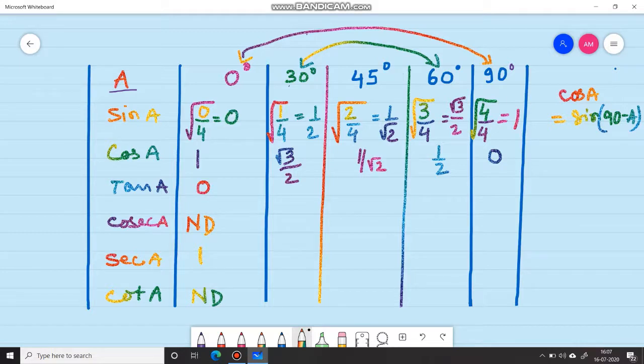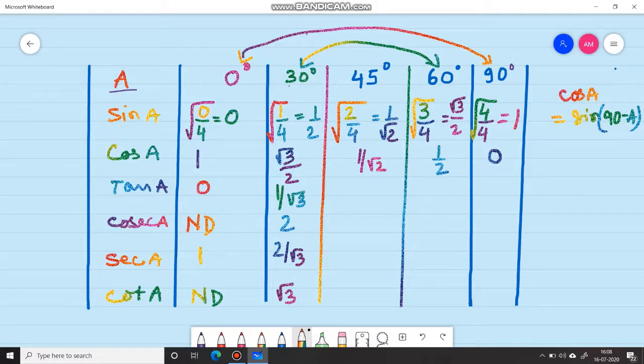Next, come here. Tan 30. Sin 30 is 1 by 2, cos 30 is root 3 by 2. So 1 by 2 divided by root 3 by 2, you are getting 1 by root 3 here. Cosec is 1 by sine. So 1 by 1 by 2 reverted, you will get 2 here. Sec is 1 by cos. Cos you are getting root 3 by 2, so here you will get 2 by root 3. And cot is the reverse of tan. 1 by root 3 you are getting, so here you will get root 3 by 1, or root 3.